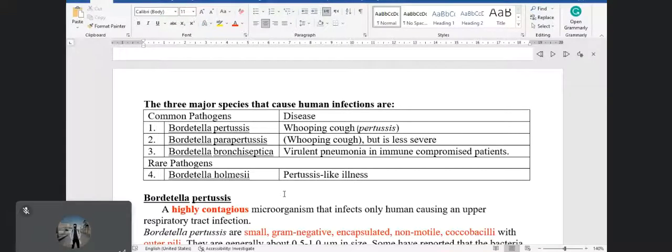The bronchosepticum, we are detecting it in immune-compromised patients, inducing pneumonia.